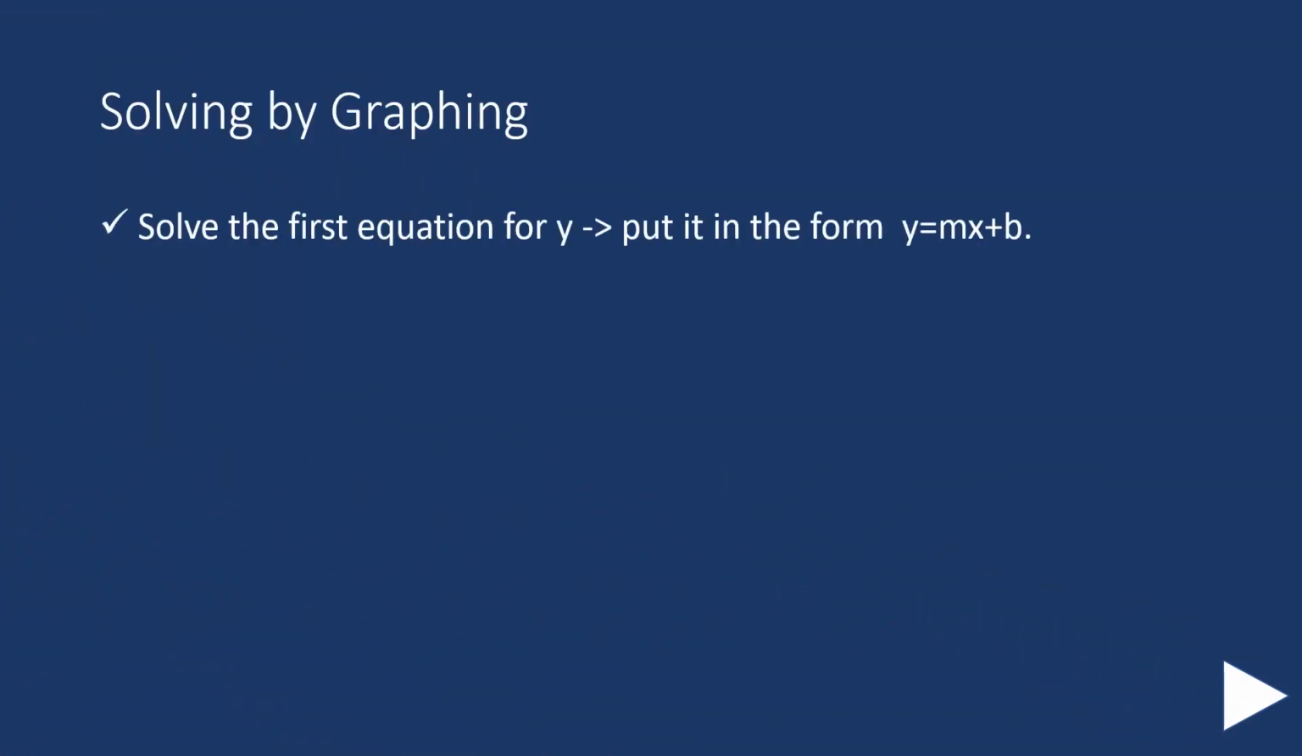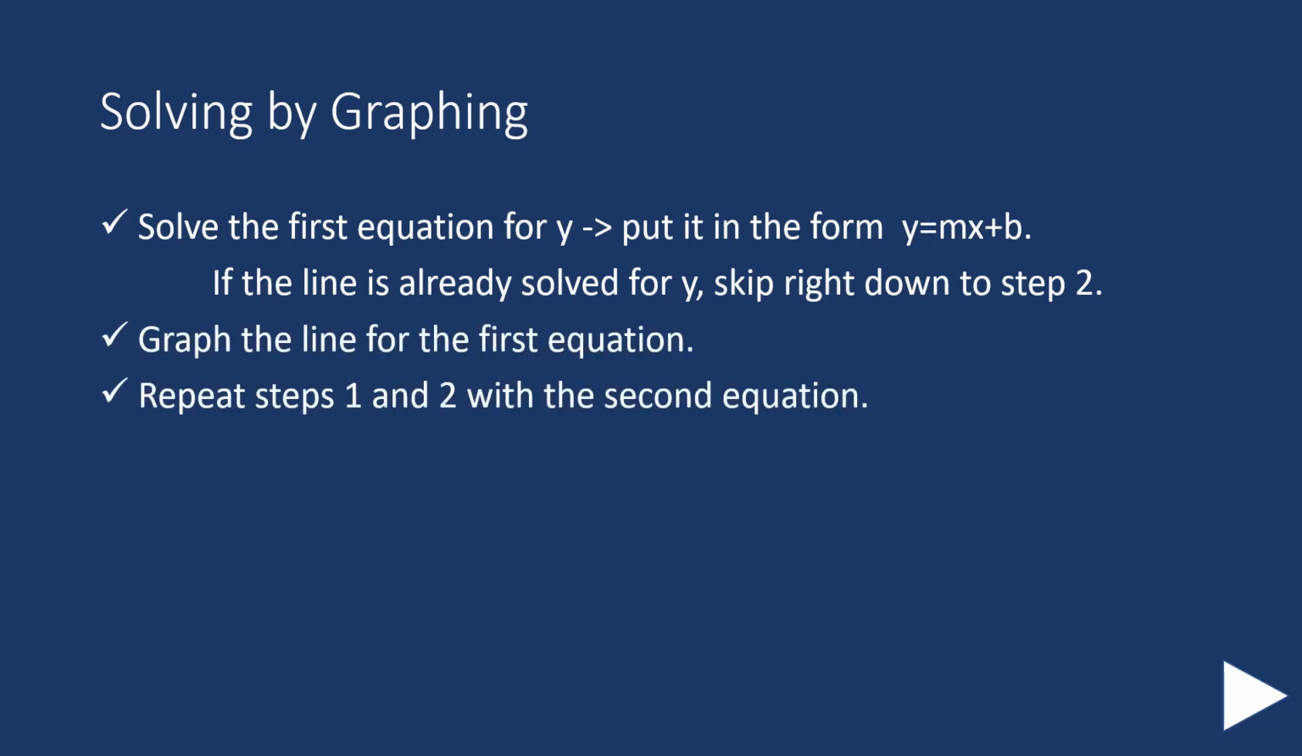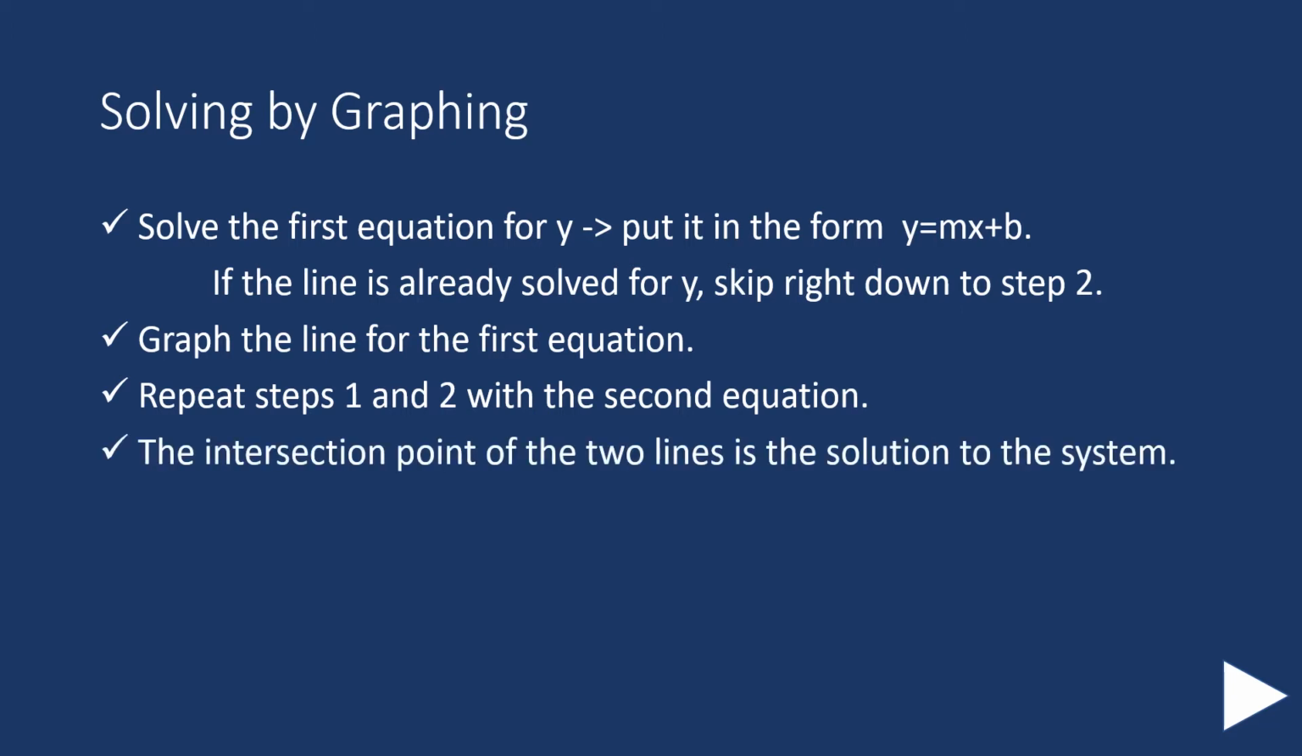To solve by graphing, first we have to solve the equation for y. That is, we have to put it in the form y is equal to mx plus b. If the line is already solved for y, skip that step and graph the first line. The same way, repeat the process for the second line. That is, if it is not in the form y is equal to mx plus b, write it in that form. The intersection of the two lines will be the solution. The point of intersection of the two lines will be the solution to the system.